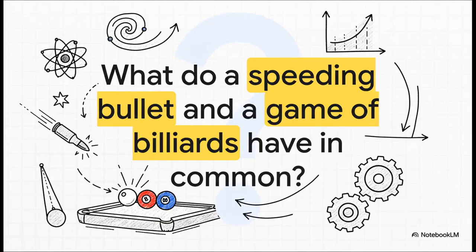What do a speeding bullet, a falling apple, and a game of billiards all have in common? They seem totally unrelated, right? But believe it or not, they all play by the exact same and surprisingly simple set of physical laws. And I promise by the end of this, you're going to see exactly how.